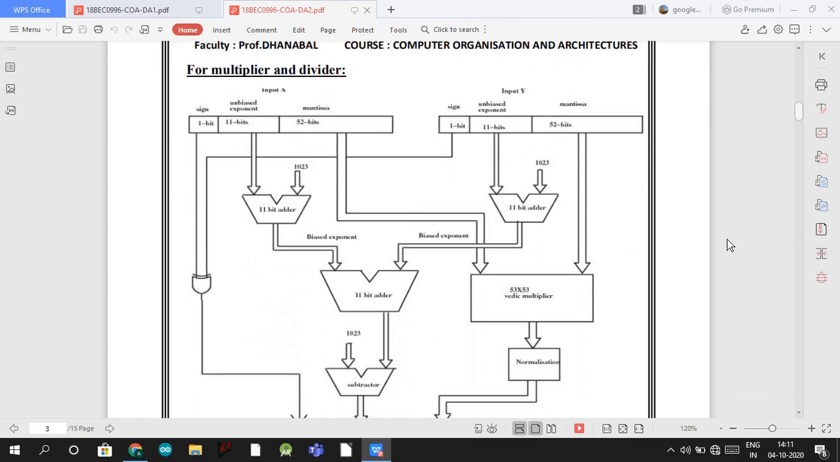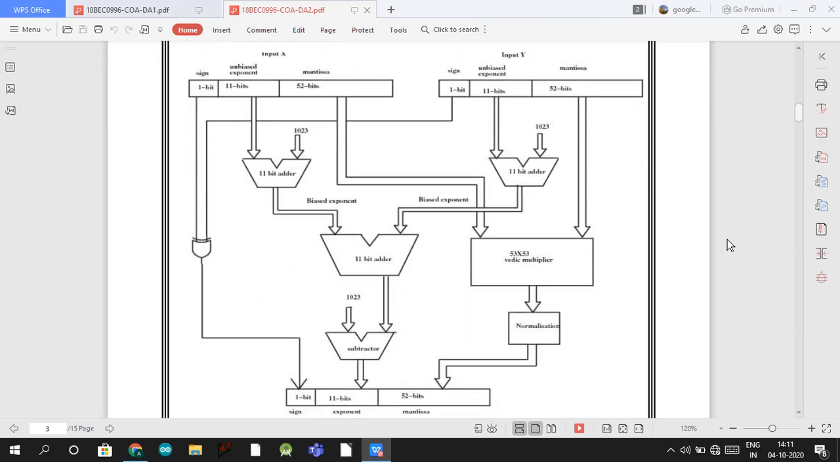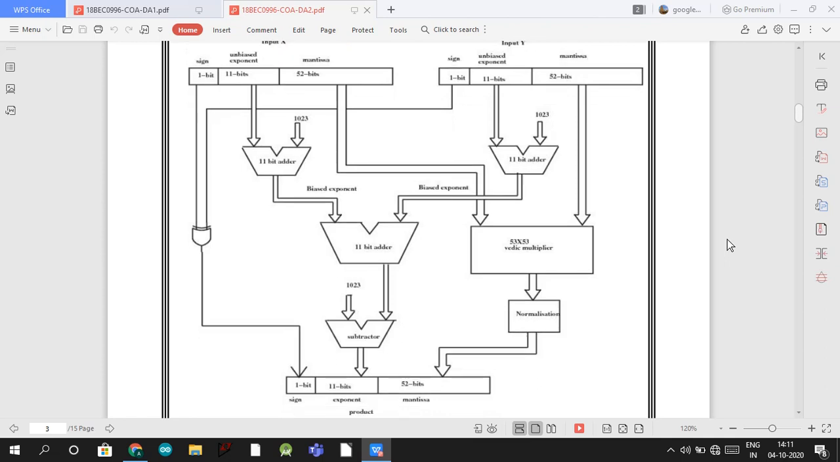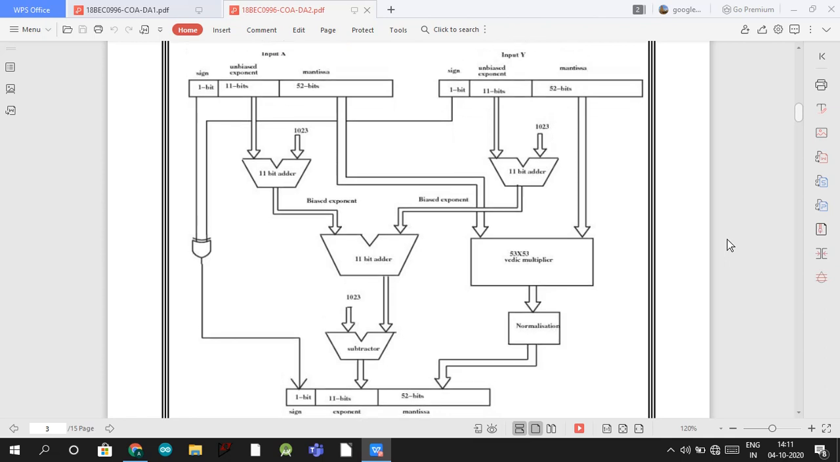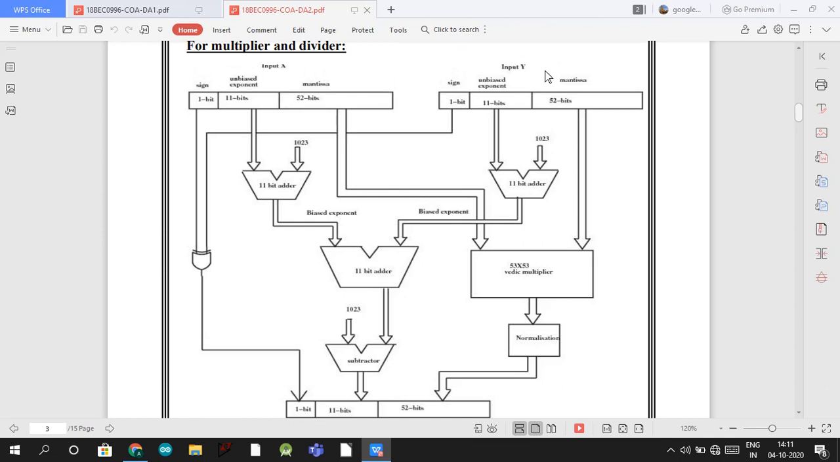Here you can see the multiplier and the divider. This is also made using Microsoft Visio. Two inputs are given, input X and input Y. For example, I consider 64 bits for the multiplier and divider. Input X consists of 64 bits and Y also consists of 64 bits. The first bit is the sign, the next 11 bits are the biased exponent, and the last 52 bits are the mantissa. It is the same for input Y.